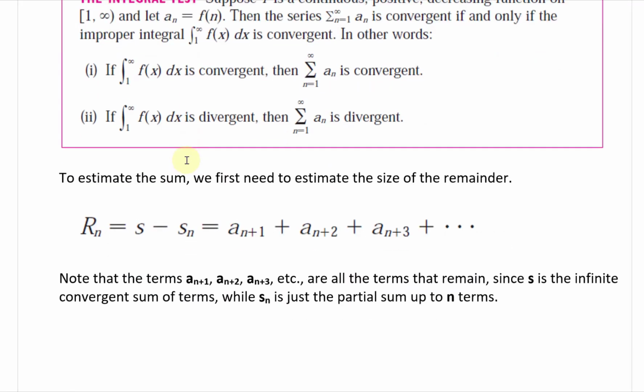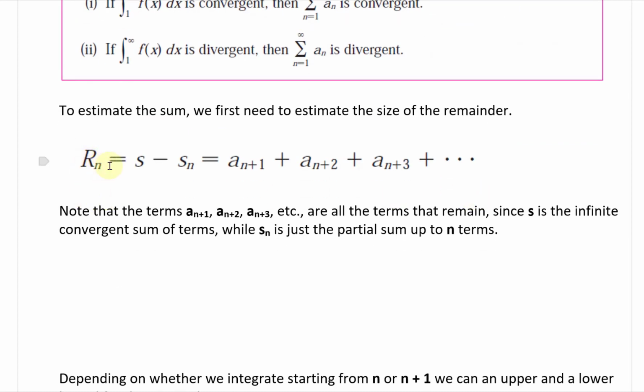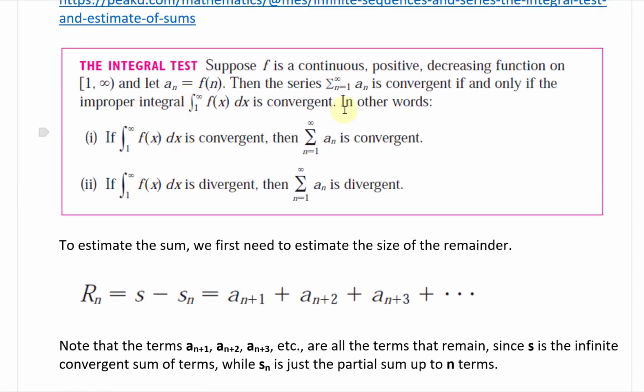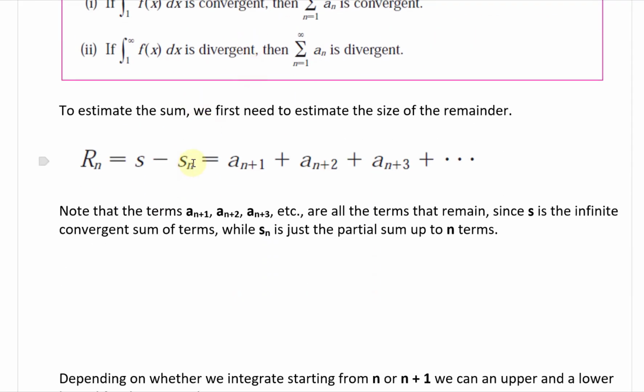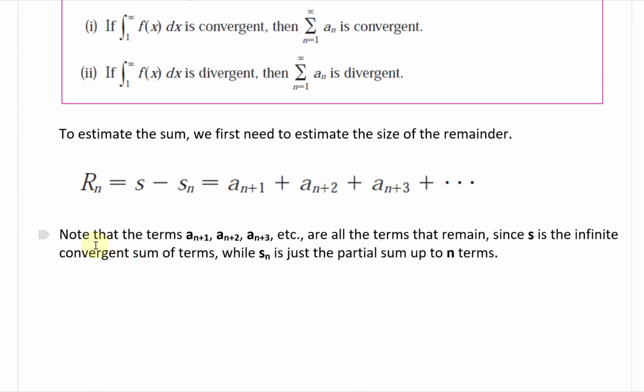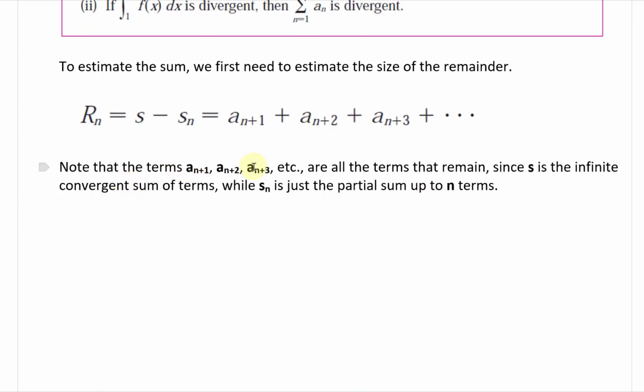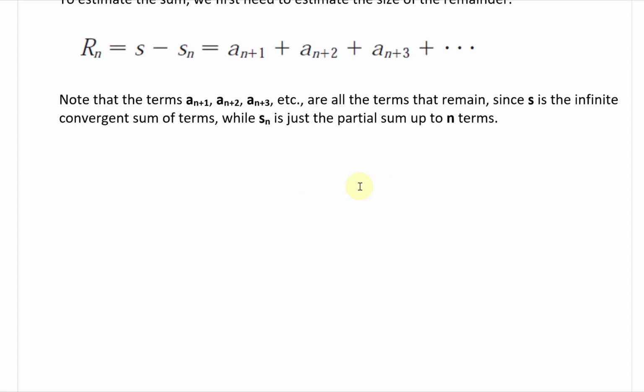All right, so to estimate the sum, we first need to estimate the size of the remainder. So R_n equals S minus S_n, and this R_n is the remainder. S is the actual sum, the convergent sum of the infinite series, and S_n is the nth partial sum. When you subtract, what you get is just a_(n+1) plus a_(n+2) plus a_(n+3) plus etc. So this is what remains. We can see that by first noting that the terms a_(n+1), a_(n+2), a_(n+3), etc. are all the terms that remain, since S is the infinite convergent sum of terms, while S_n is just a partial sum up to n terms.